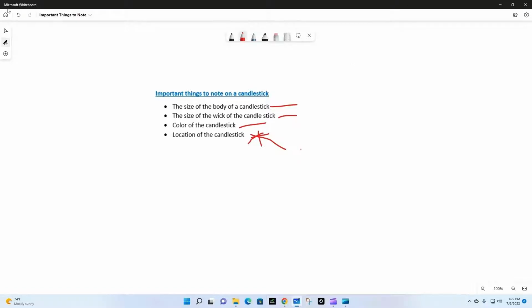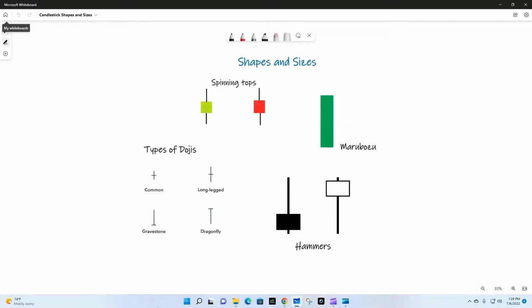Then let's look at the shapes. Here I have a few examples of candlesticks with different shapes and sizes. You can see the first one has a small body. It has two wicks above and below it. Same as the second one. Although the colors are different, the sizes of the bodies are the same.